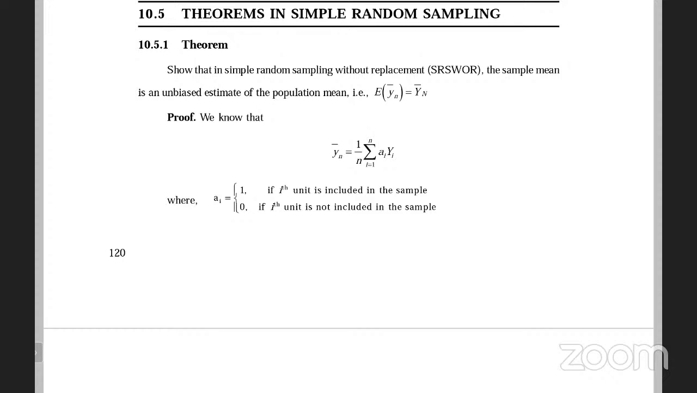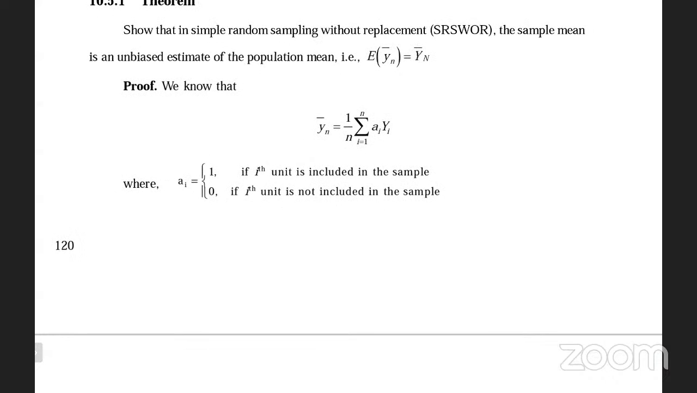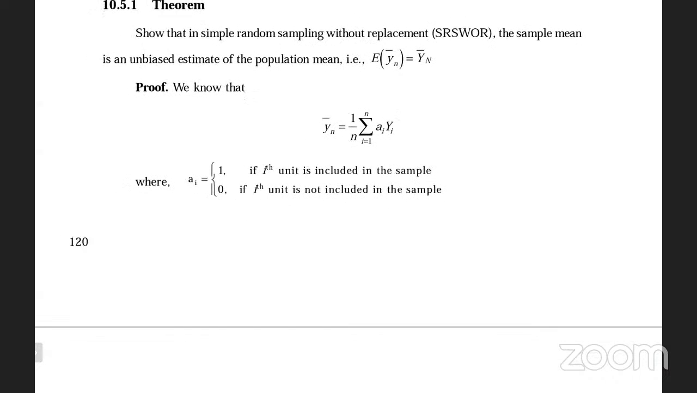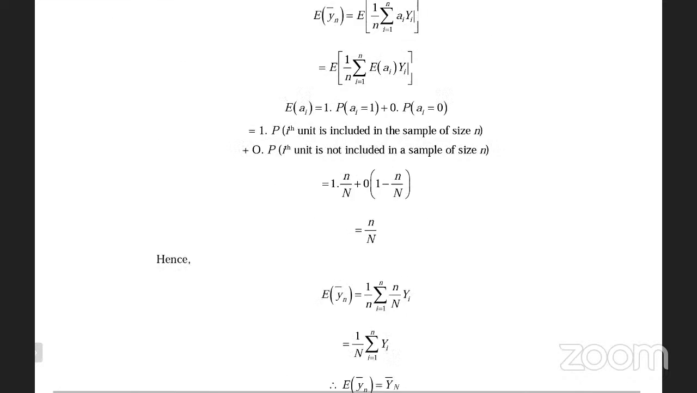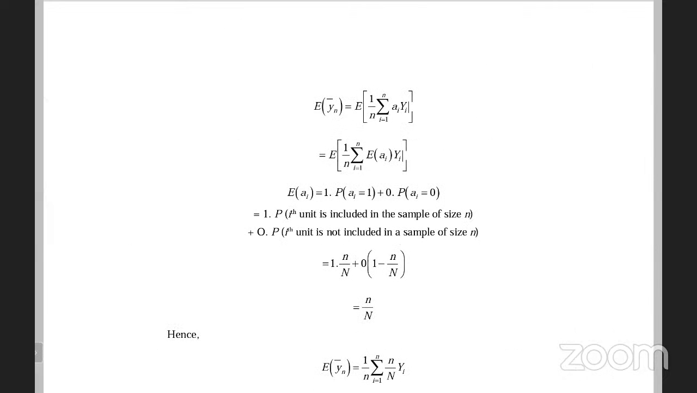So it is a proof point of ȳn equal to summation aiyi by n, where ai is 1 if the ith unit is included in the sample and 0 if not included. We can estimate E of ȳn equal to E of summation aiyi by n, which is 1 by n into the summation of E of ai into yi. So E of ai equals the probability of each observation, 1 into P of ai.